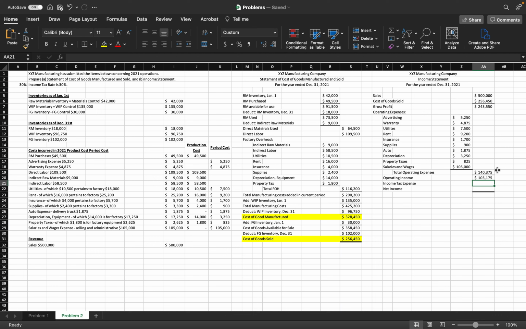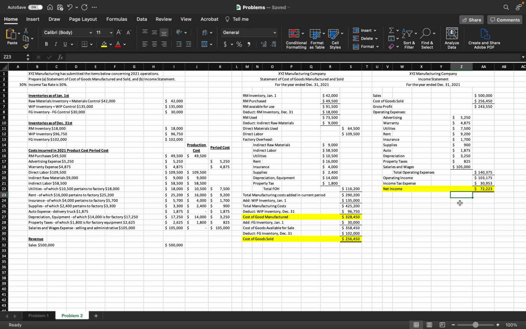And then for the tax portion, we will take our operating income and then multiply it times our tax rate of 30%, and then subtract the income tax from the operating income. And that gives us a net income of $72,223. I know I didn't explain where a lot of these came from because the income statement is pretty straightforward.